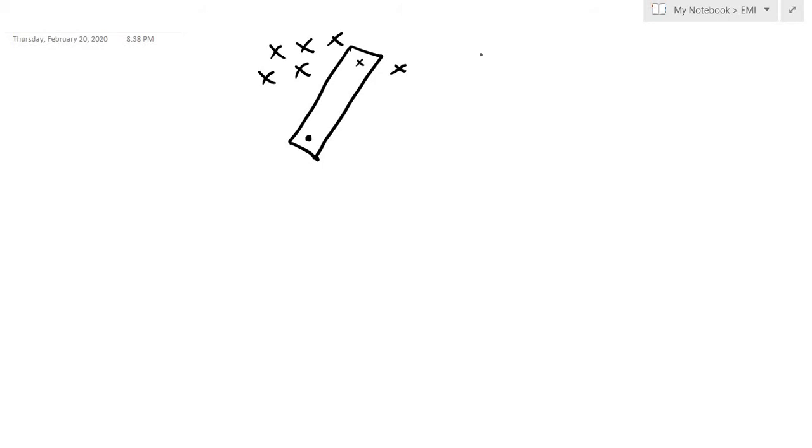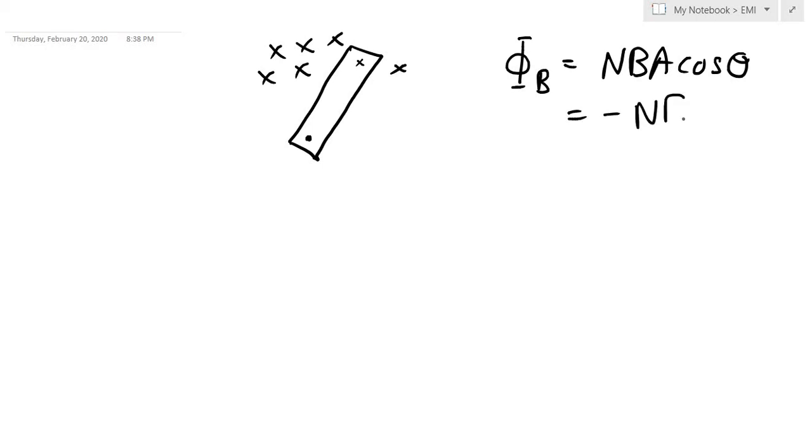Before, ask yourself, is there any change in magnetic flux? Now the magnetic flux formula is given as NBA cos theta. Cos theta is -1, so negative NBA.